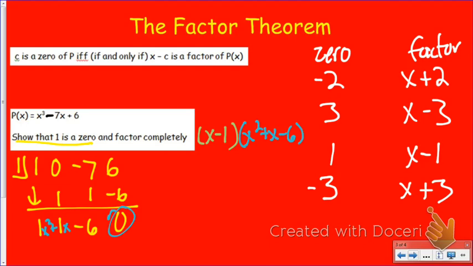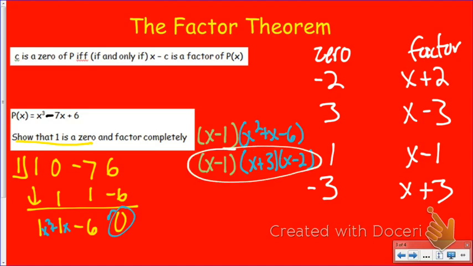Now the directions do say to factor completely, so I'm not quite done yet. I actually can factor this blue part even farther. So this blue part factors even farther to x plus 3 and x minus 2. And that x minus 1 is still there, so my final written out factored form is right here.